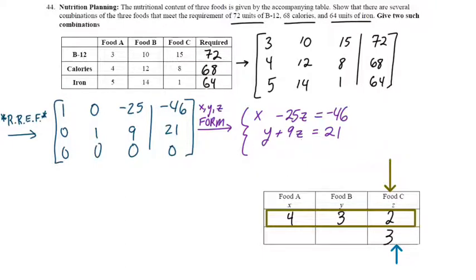There we go. Well, it would work okay up top, right? If you plugged in a 3 for that z, you'd get x minus 75. You add 75 to both sides, you'd get some positive answer for x. But if you plugged in a 3 for this z, you'd get y plus 27 equals 21. So when you subtract 27 from both sides, you'd get a negative answer for y, which is no good. Right? We can't have a negative answer for units of food B. So 3 is not going to work here for z.